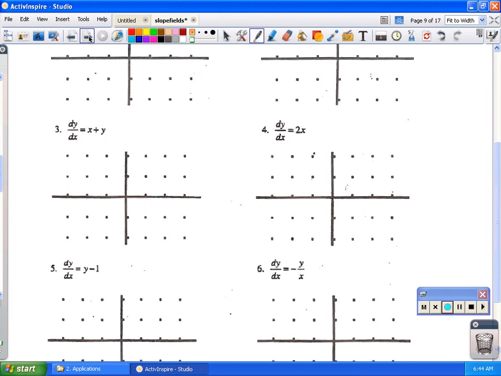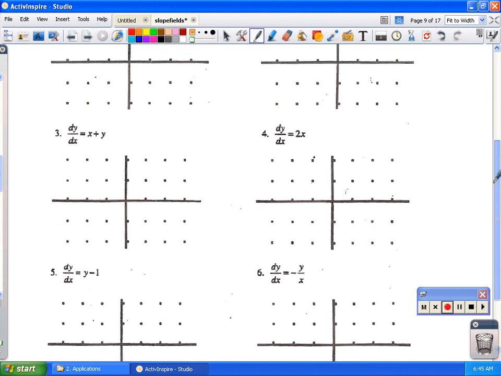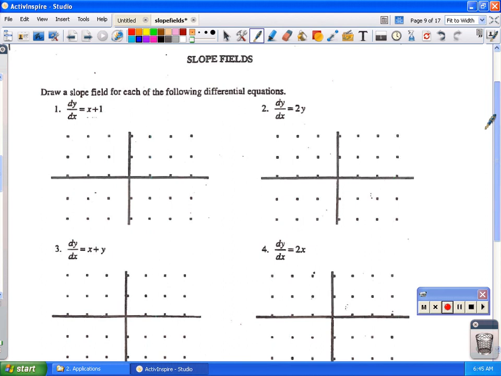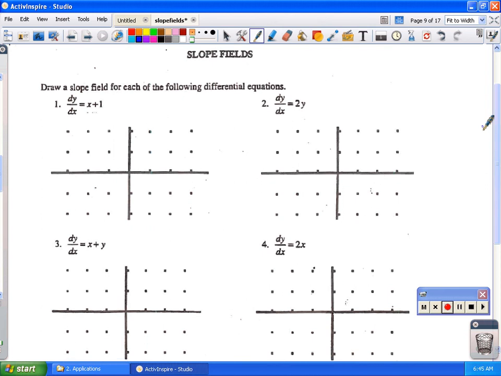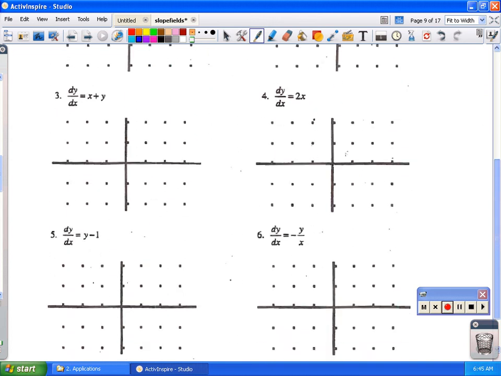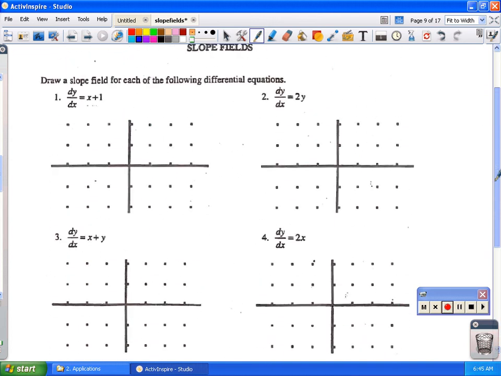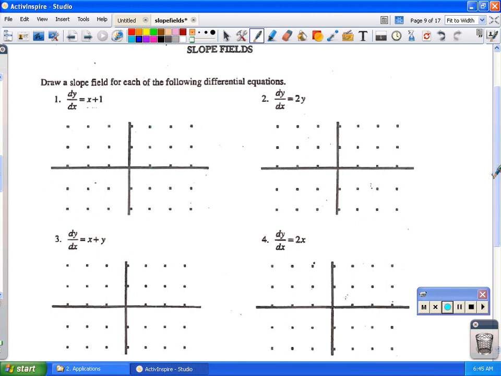Alright, so what I want you to do for the first day's lesson, I'm going to just continue one video on this. For the first day's lesson, you are to actually generate slope fields for all of these problems in your packet, 1 through 6. You don't have to make a table, but if making a table helps you, do. Now I want you to put a little tangent segment at every dot that you see.